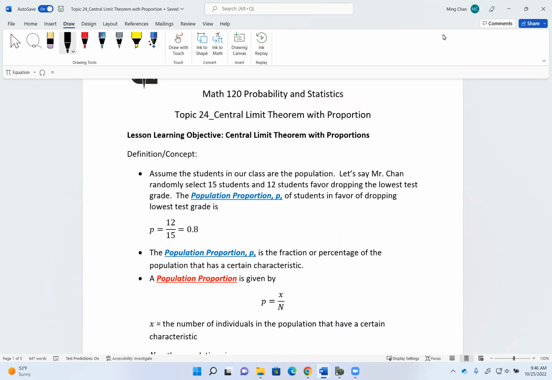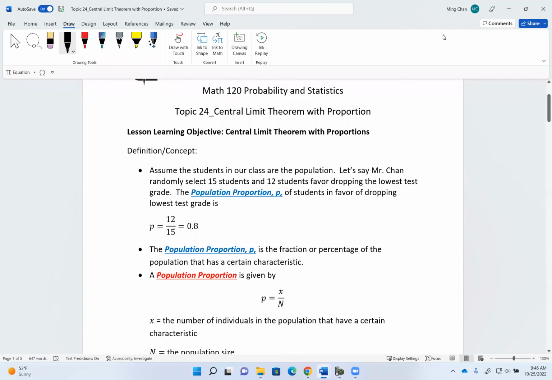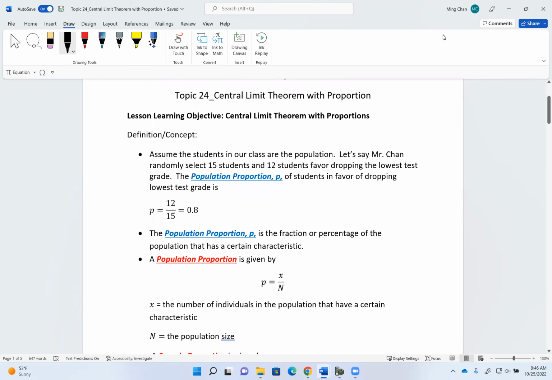Let's say Mr. Chen randomly selects 15 students and 12 students favor dropping the lowest test grade. So the population proportion p, that's what lowercase p stands for, of students in favor of dropping the lowest test grade would be 12 out of 15, which is 0.8, or 80%.